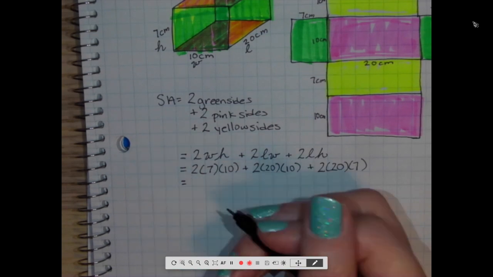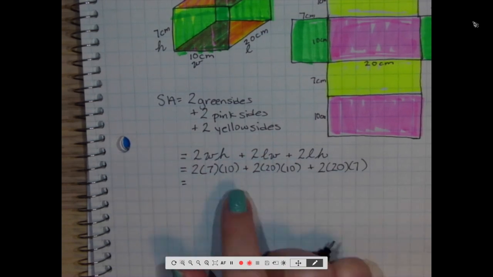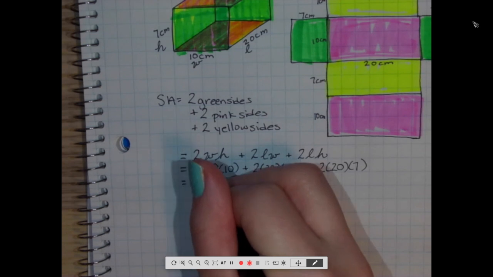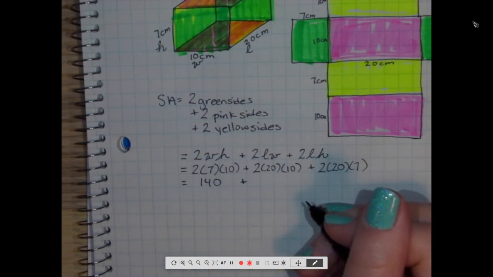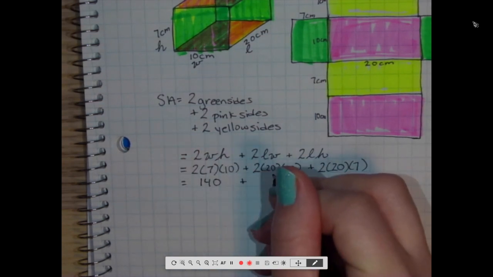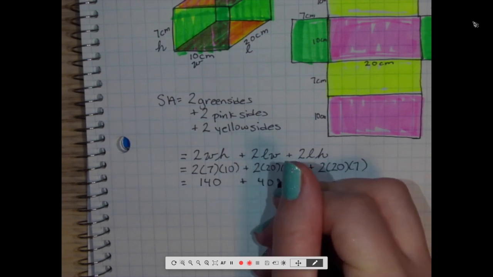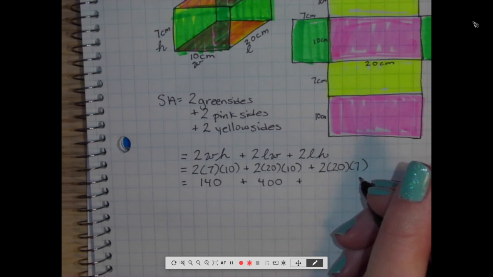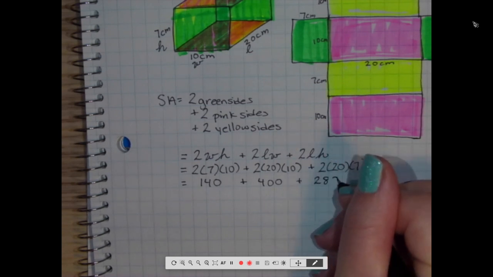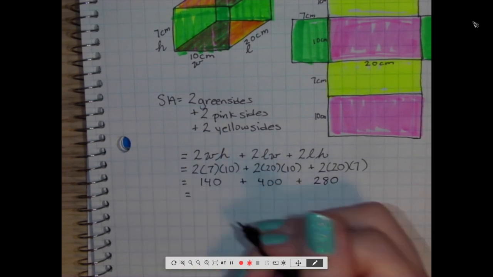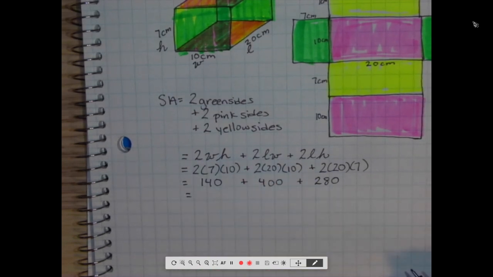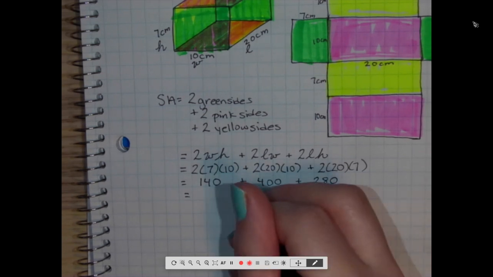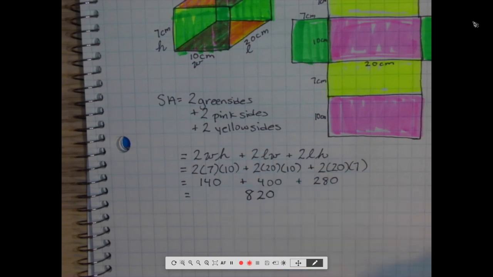So, when I start calculating, 2 times 7 times 10, I get 140. When I go 2 times 20 times 10, I get 400. 2 times 20 times 7, 280, and then I start to add them all together. You got it? 820. Now, I'm not quite done there.